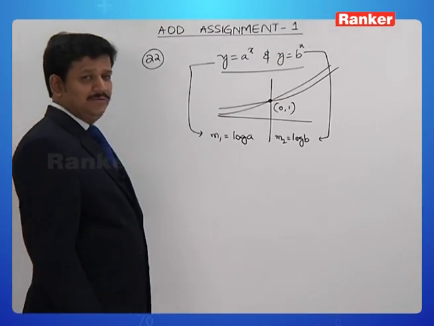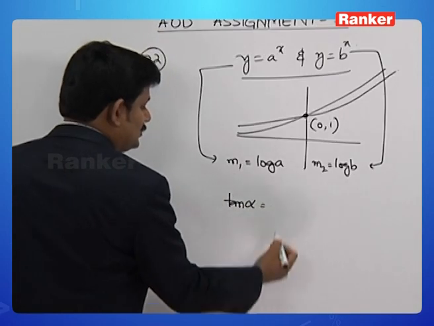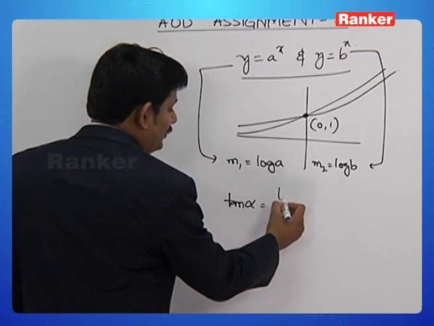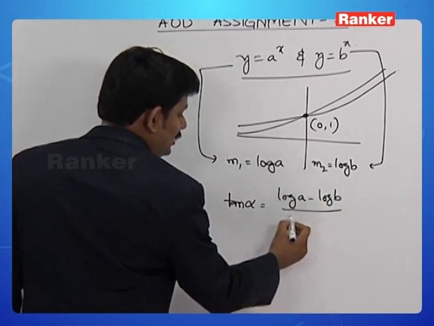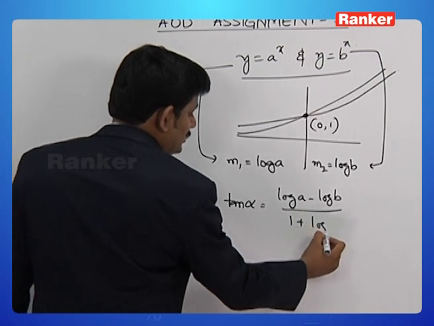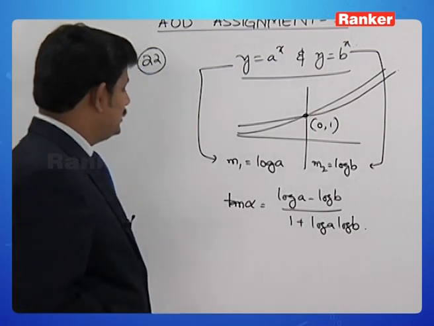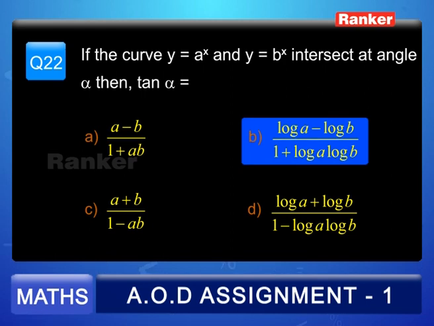So, the angle between the curves, we know tan theta is given by, here the angle between the curves is called alpha. So, tan alpha is given by the modulus of (m1 minus m2), (log a minus log b), by (1 plus m1 m2), which is (1 plus log a log b). So, answer is (log a minus log b) by (1 plus log a log b), which is option B. So, answer is B.